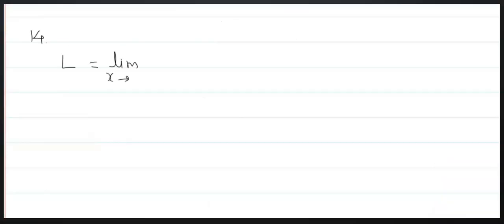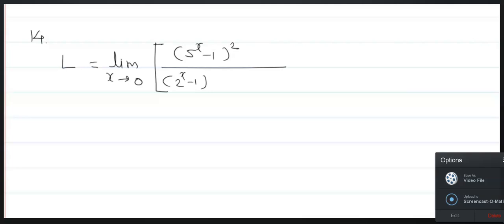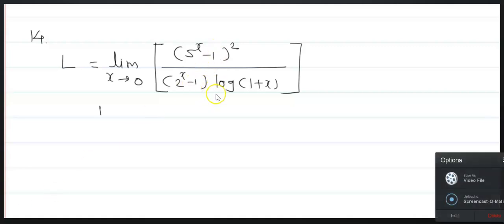Number 14. L is equal to the limit as x tends to 0 of (5^x minus 1) whole squared upon (2^x minus 1) times log of (1 plus x). Now, the simple thing here is to divide numerator and denominator by x squared. Then the denominator becomes (2^x minus 1) upon x into log of (1 plus x) upon x.